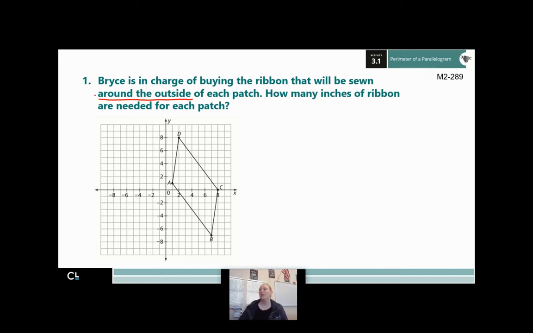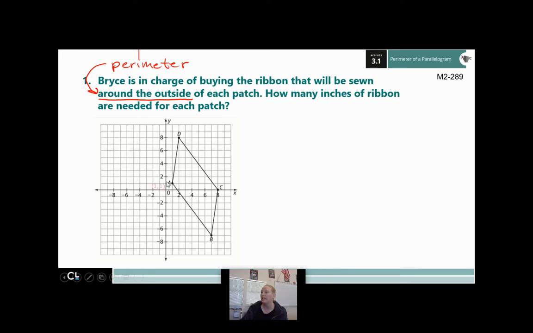So my first thought was when I saw that around the outside, I thought, oh my gosh, we're finding the perimeter, aren't we? Right? I mean, the distance around the outside, add up all the sides, that's totally perimeter. Well, what that means is I need to find the length of each side.